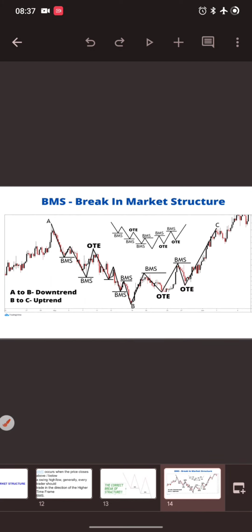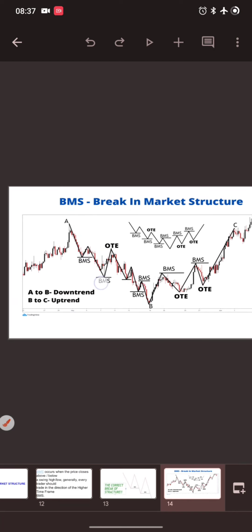From point A to point B, as you can see, here is a downtrend. This BMS now is break of market structure. Each time it makes a low, it retraces upwards, then makes a lower low, which breaks the initial low, then retraces again and breaks another low continuously.